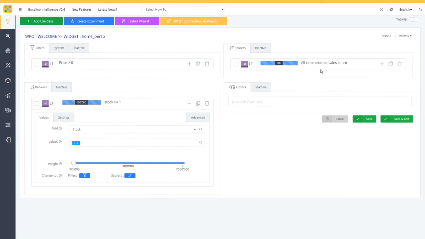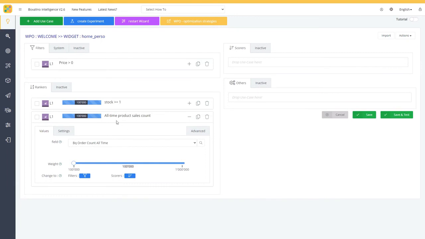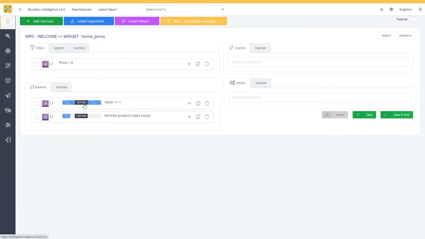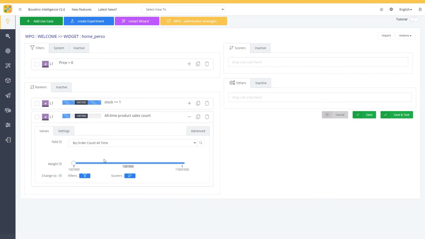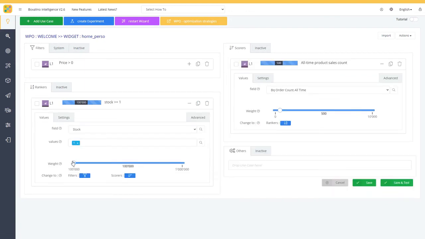I can do the opposite as well. I can say that this actually is also a ranker, move it to the rankers, and now I have 2 rankers at 100,000. There you can see that the scale is clearly changing, and then I can say that this one is much more important than the other. So I put this one at 500,000 and this one at 100,000, which would then make them compete as ranker versus as scorer. Now let's put it back to what it was here as well.